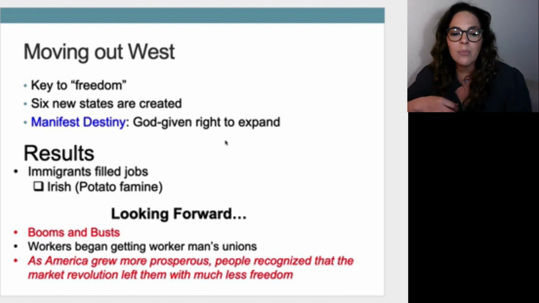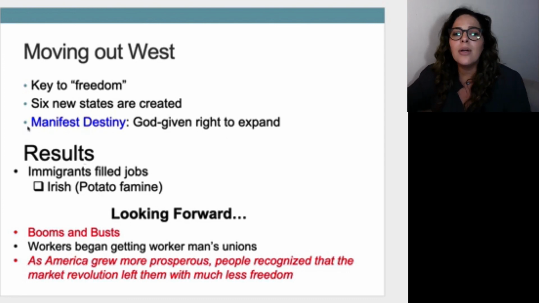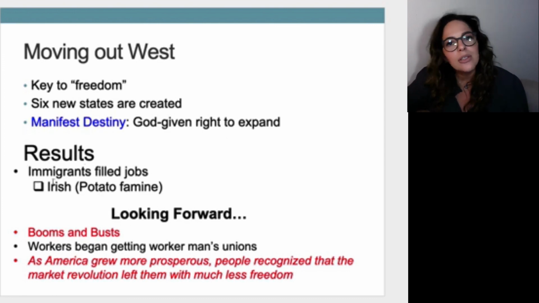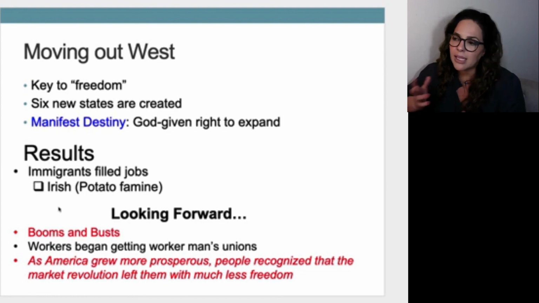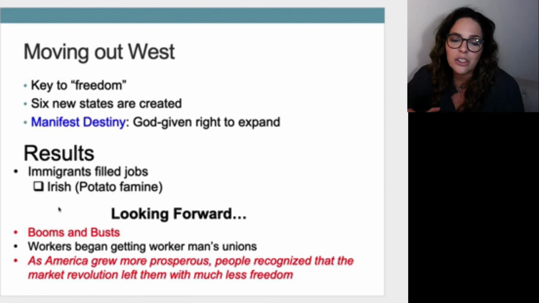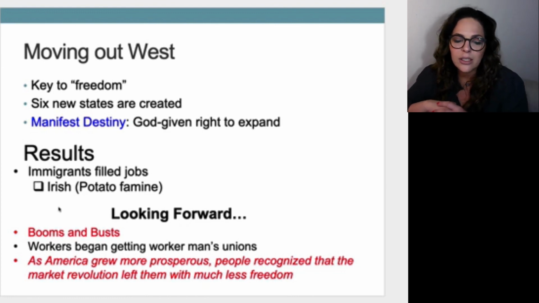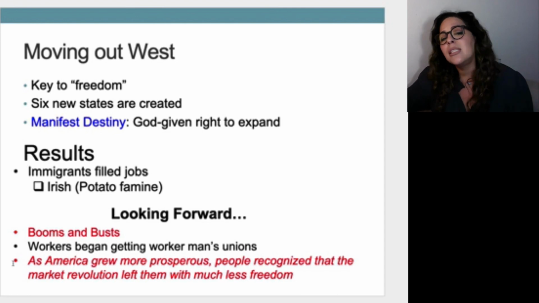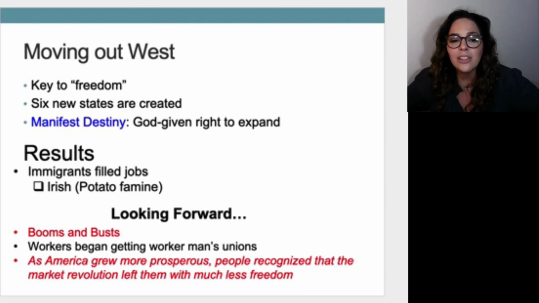It's going to justify moving Native Americans off of that land. And so in addition to that, you have lots of immigrants that are coming to the United States during this time, especially the Irish, due to a potato famine, a potato blight resulting in massive starvation. So all of these changes are happening in the United States during this time. There's going to be a series of booms and busts. Andrew Jackson is going to be the topic of our next lecture, and so we'll talk about how he was personally affected by that as well.